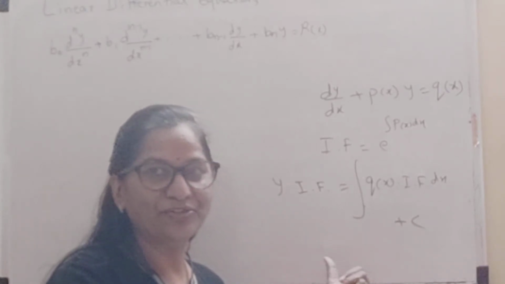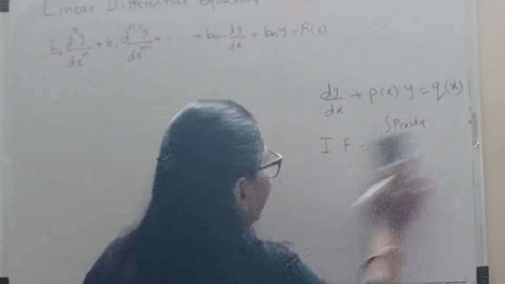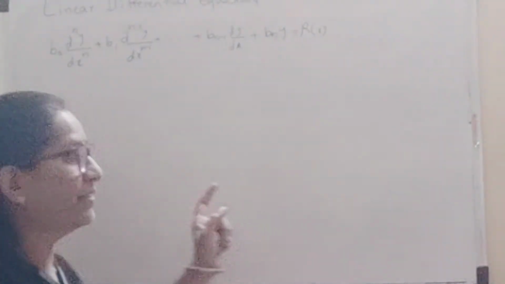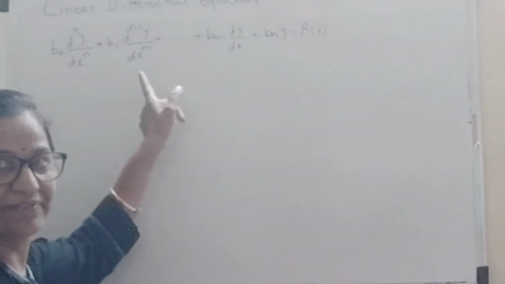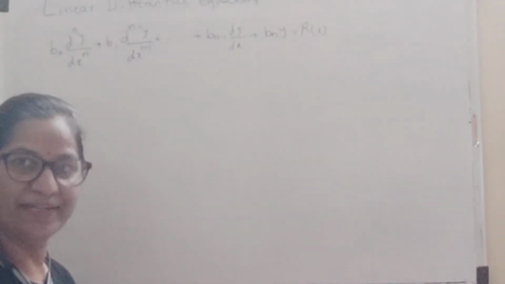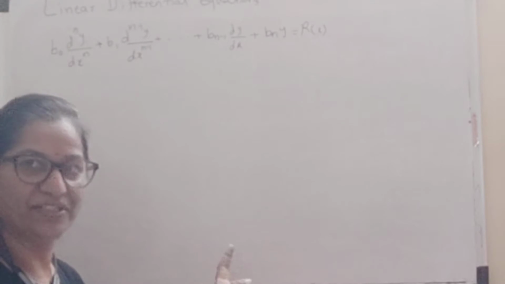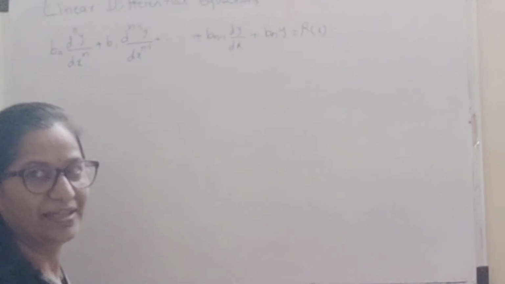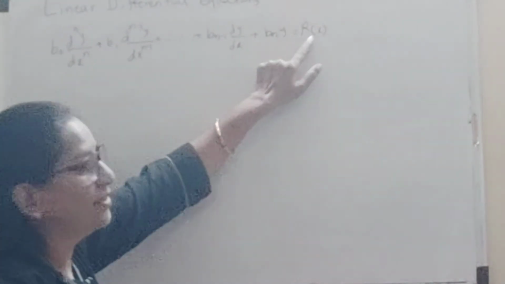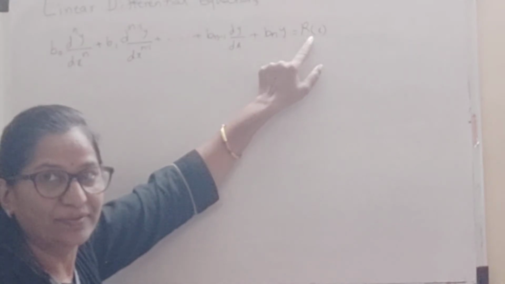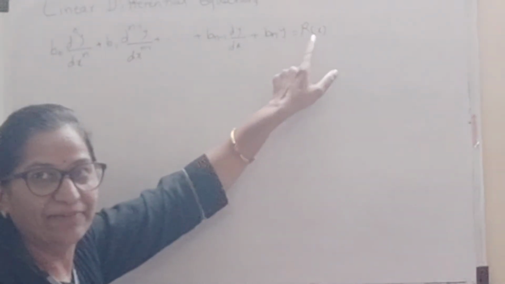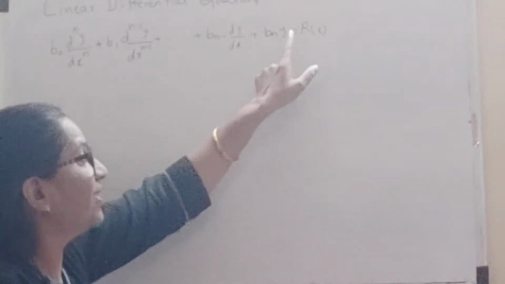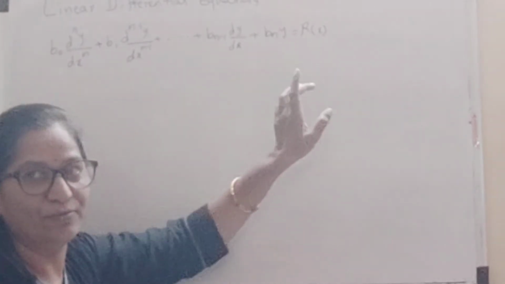Linear means its degree should be 1. So what do we mean by degree? Once again we revise. Try to find the highest order derivative in the differential equation and see its power. If its power is 1, then we say that the degree of the differential equation is 1. Now this is a differential equation. If the RHS of the differential equation is non-zero, that is, over here it is R of x, if R of x is non-zero, then we say that this differential equation is non-homogeneous. If R of x is equal to 0, then it will be homogeneous.